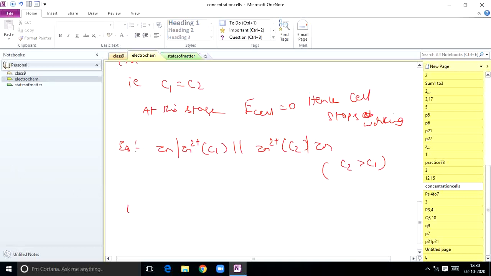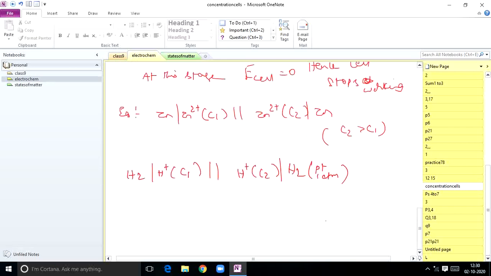At the same time you can take the hydrogen electrode, H+ having a salt bridge, again H+ with concentration C2. This is the designation. Here platinum, 1 atmospheric pressure, in brackets. So this is the hydrogen concentration cell of hydrogen electrode. This is very, very important, students. So this is about the concentration cell.